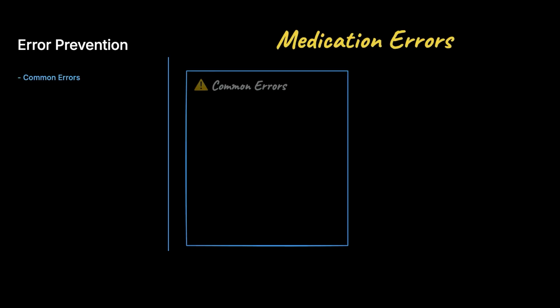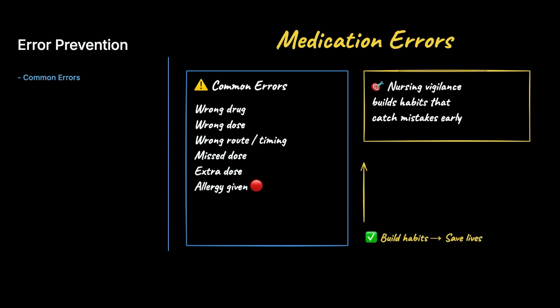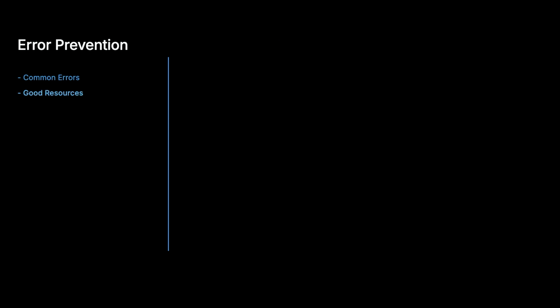Let us talk about preventing medication errors, because this is where nursing vigilance saves lives. Common errors include giving the wrong drug, the wrong dose, or using the wrong route or timing. Errors also include missed doses, extra doses, and giving a medication a client is allergic to. The goal is building habits that catch mistakes early.